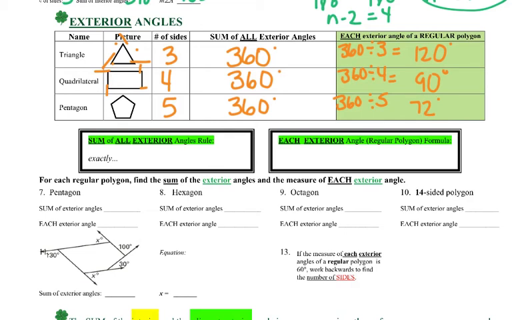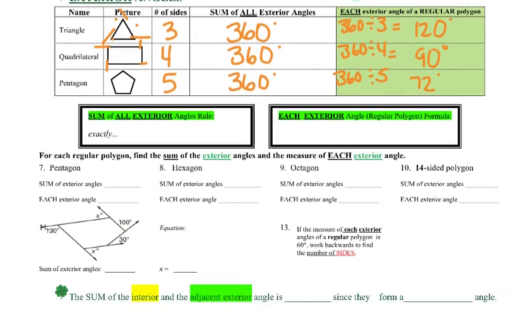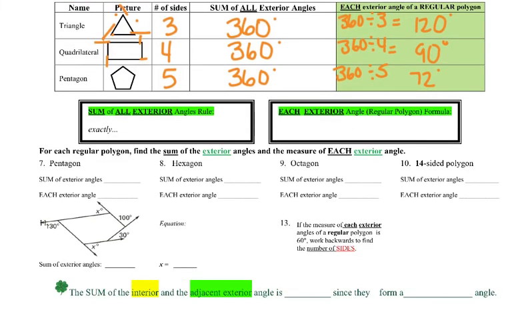So our formula, so to speak, for the sum of the exterior angles is it's always exactly 360. And if I want to find each exterior, it's 360 divided by n, where again, n is the number of sides. So a pentagon has 5. Sum of the exterior is 360. We just did that one. 360 divided by 5 is 72.